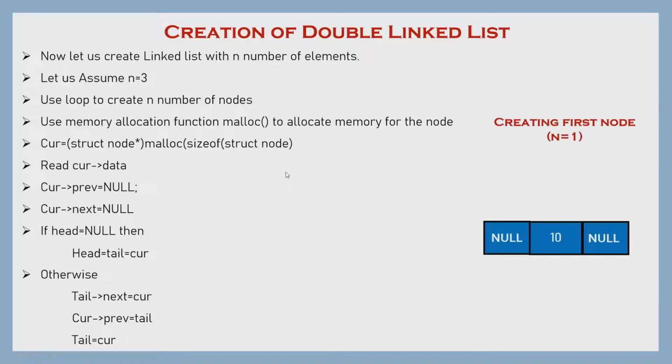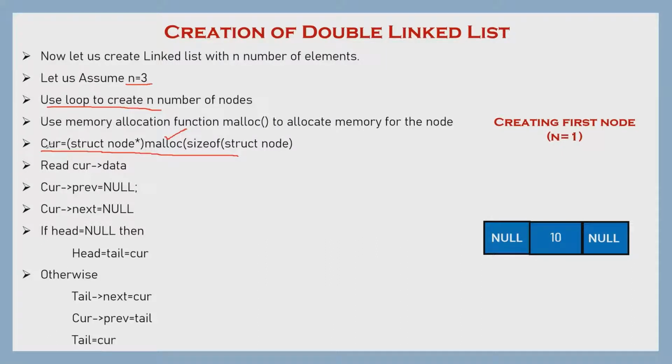Now let us create a double linked list with a sample of three nodes. So here n value is equal to 3, and we use a loop to create n number of nodes. How many nodes do you want to create? You have to use the loop. To create a node, first we need to allocate the memory by using the memory allocation function malloc. What does a node consist of? Previous link, next link, and data part. For the whole thing, we are going to allocate the memory.